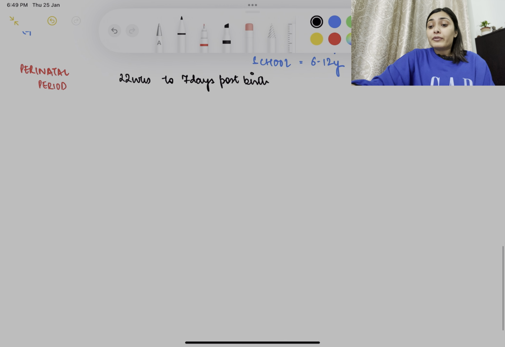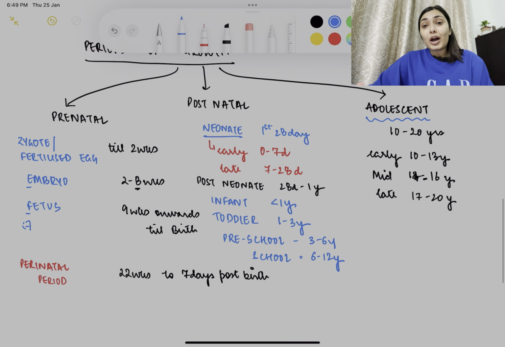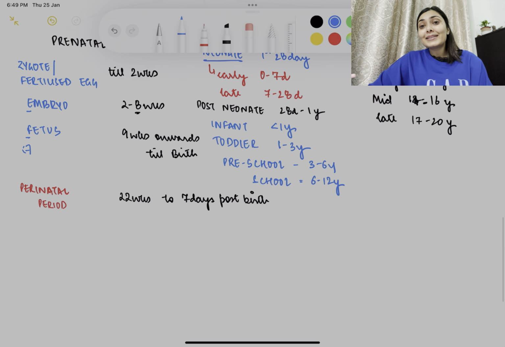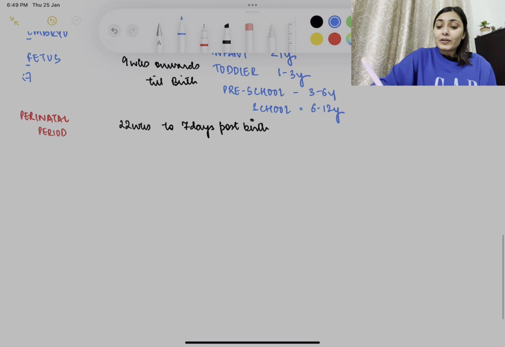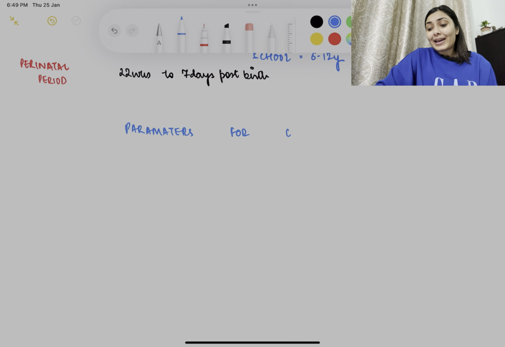Now, we have known the laws of the growth, the periods of this growth, how we classify the child, and lastly, we need to now assess this growth. Now discussing the parameters that you are going to use to assess the growth. So right now, there are going to be some parameters for growth assessment.